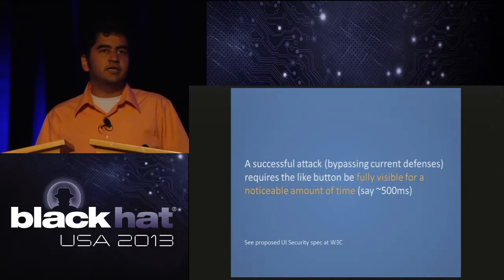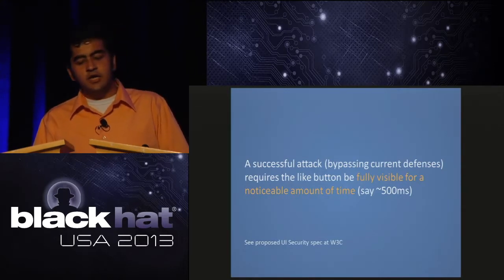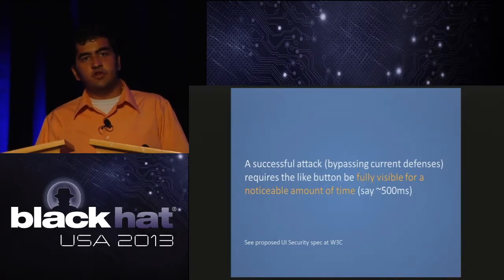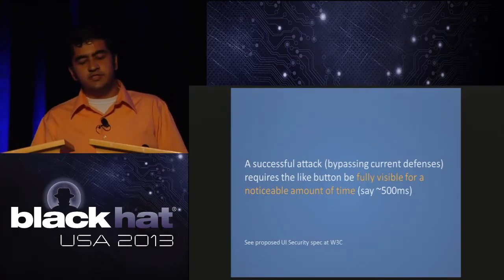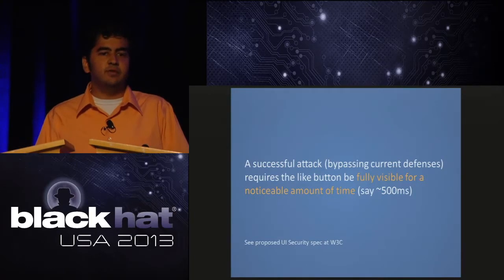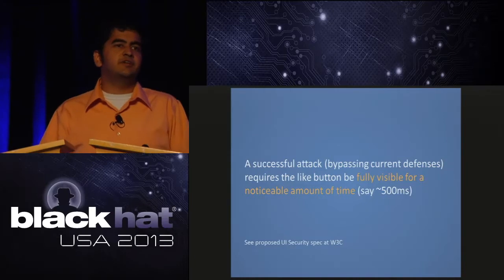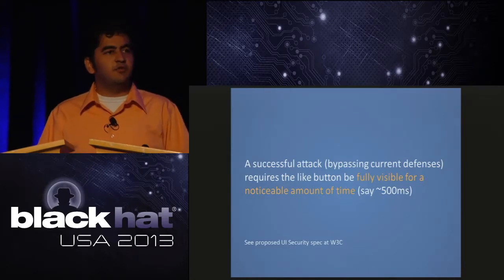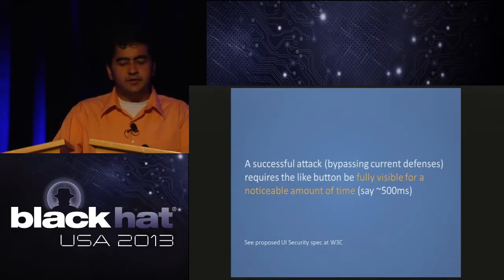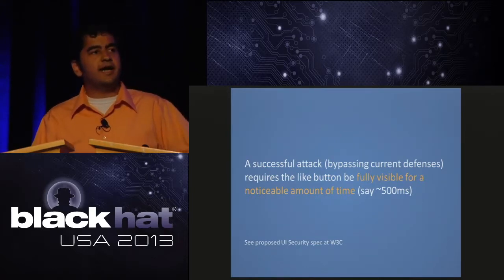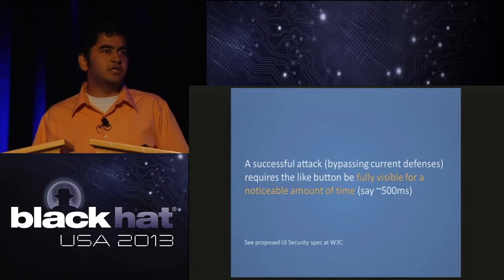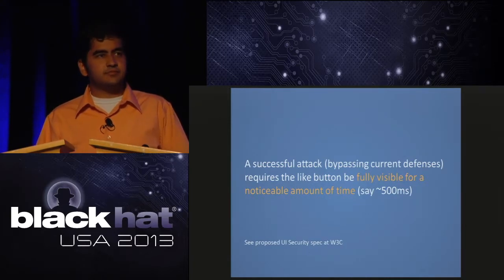Furthermore, to bypass proposed defenses like the upcoming W3C UI security specification, not only do we require that the like button be fully visible during the attack, it should also be fully visible for a noticeable amount of time, let's say 500 milliseconds at the minimum. This is to not allow attacks where you trick the user into quickly clicking through. This is the UI security specification at W3C, and all our attacks attempt to bypass this proposed specification. Does that make sense before we jump into the attacks, roughly?